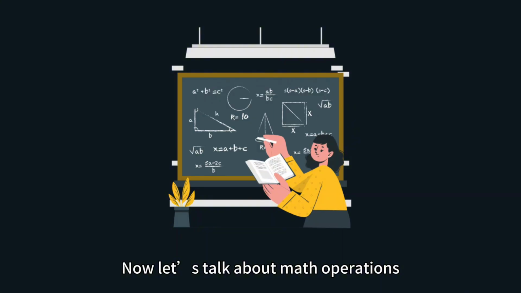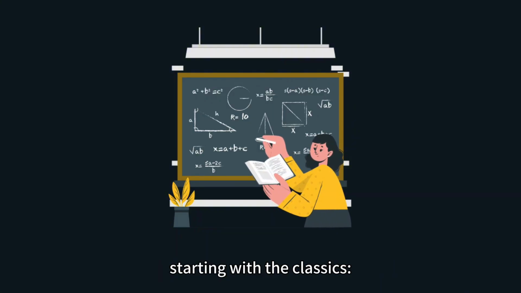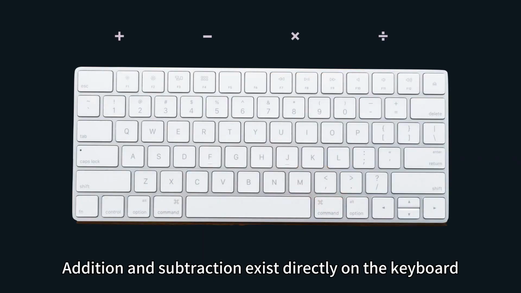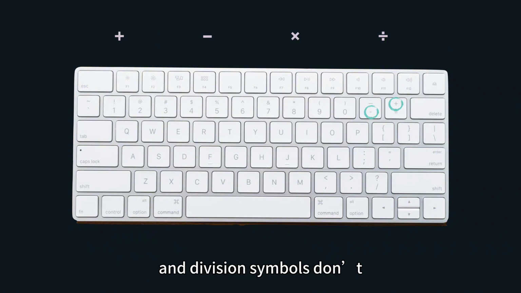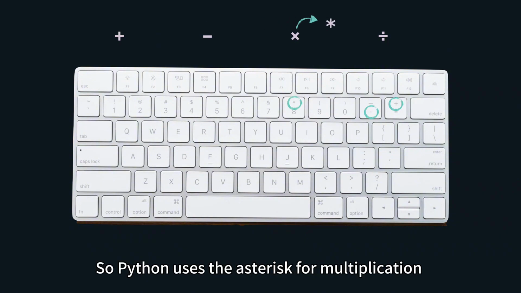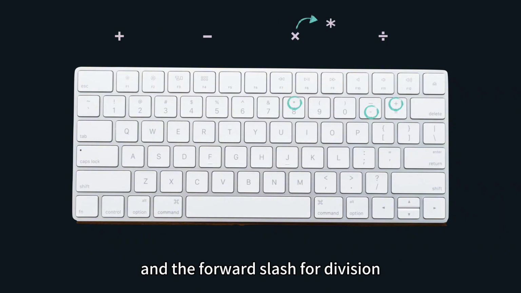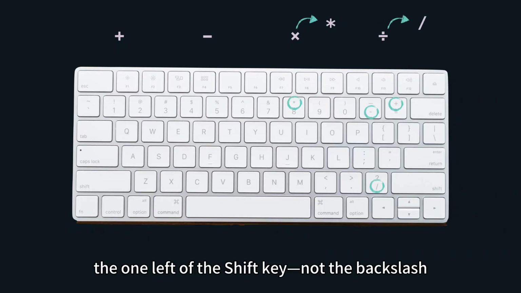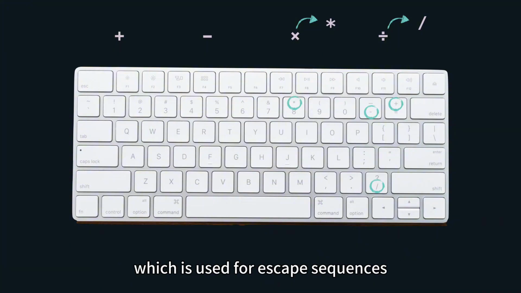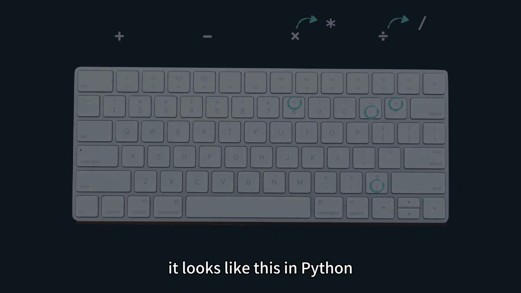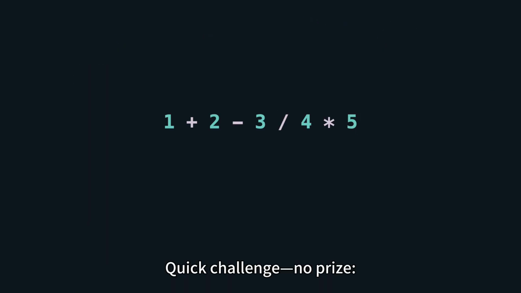Now let's talk about math operations, starting with the classics: addition, subtraction, multiplication, and division. Addition and subtraction exist directly on the keyboard, but the mathematical multiplication and division symbols don't, so Python uses the asterisk for multiplication and the / for division. And it must be the / the one left of the shift key, not the \, which is used for escape sequences. So if we want to write 1 + 2 - 3 divided by 4 × 5, it looks like this in Python. Quick challenge, no prize.